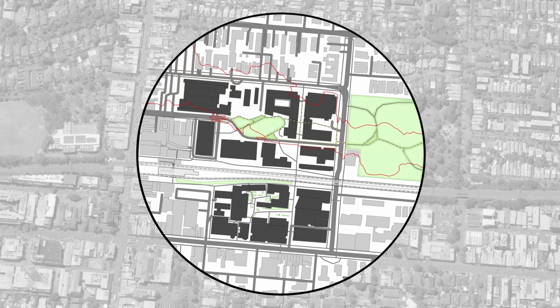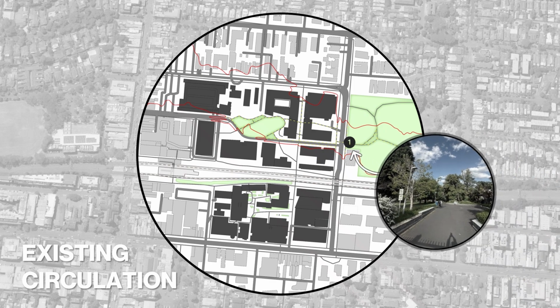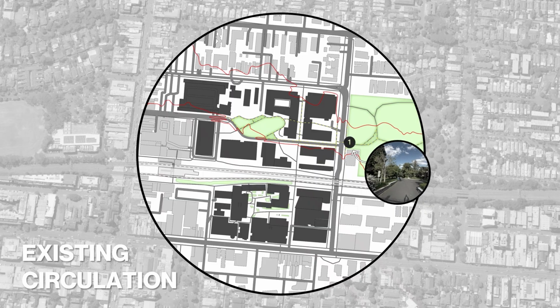We then mapped existing pedestrian circulations across the site. This shows currently how pedestrians move through the campus.